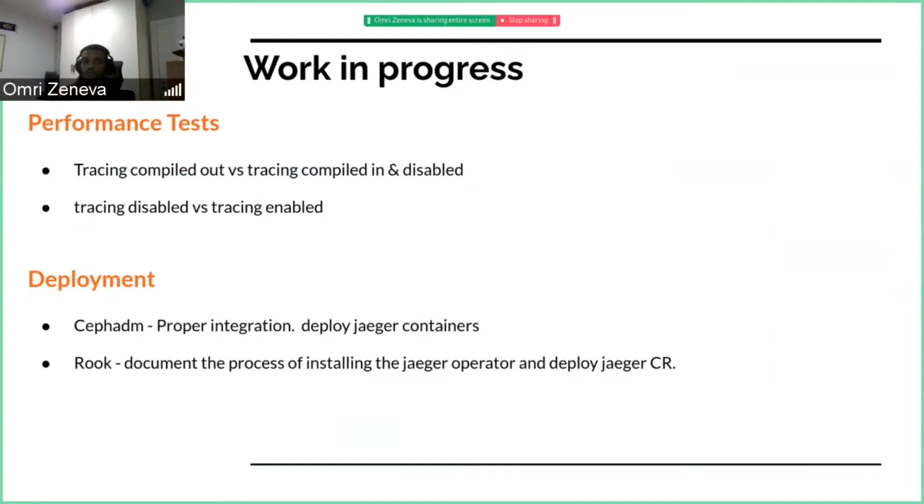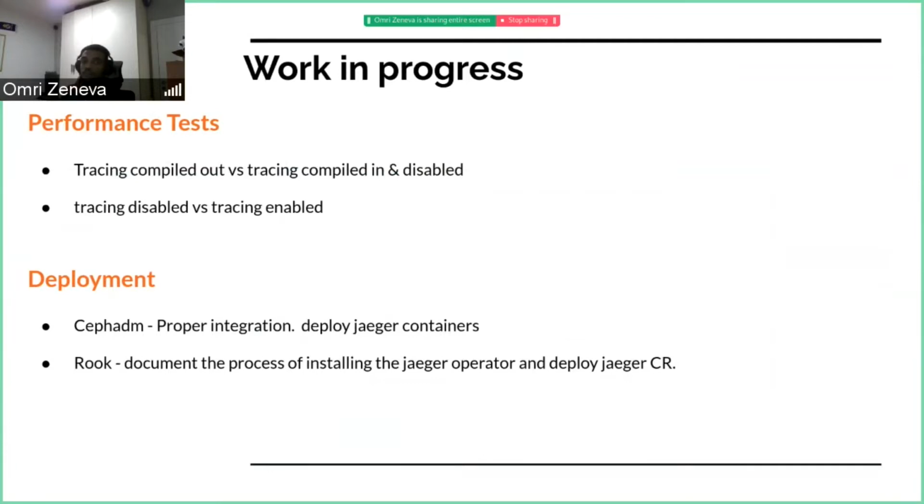And we also want to deploy the Jaeger components along with Ceph. We still need to integrate with Ceph ADM to make it deploy the Jaeger containers if we want it. I mean, it's not supposed to deploy it always, just if you pass some flag to it.